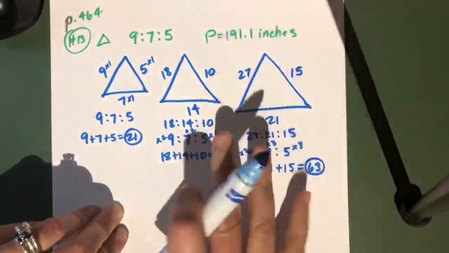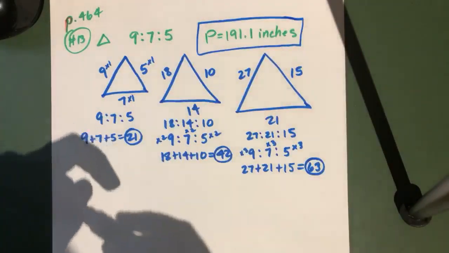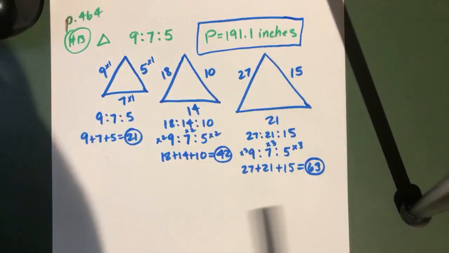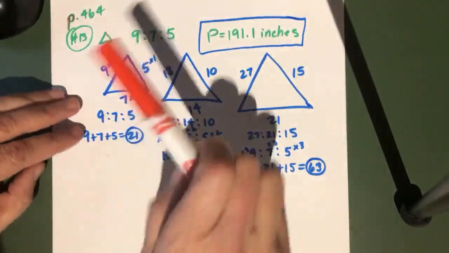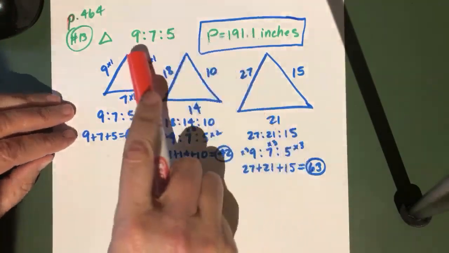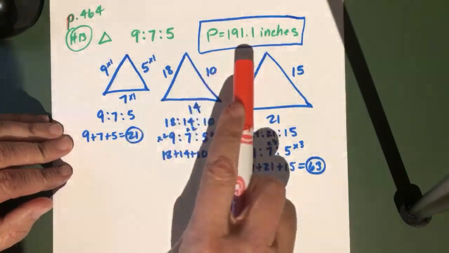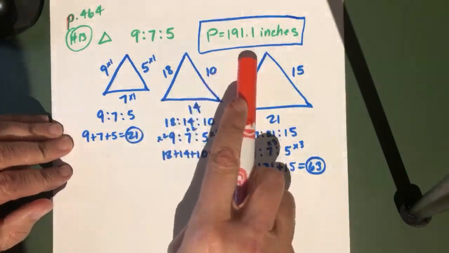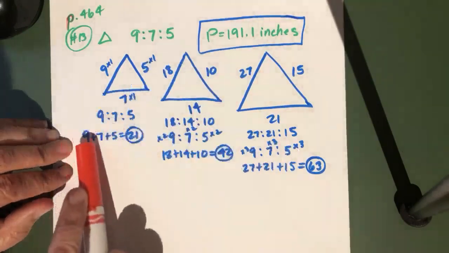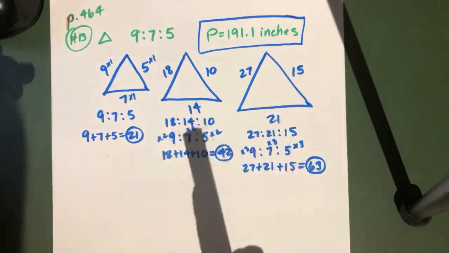We're looking for something that's going to add up to what perimeter? 191.1. So what we have to do is find out what to multiply 9, 7, and 5 by, so that when we add those together, like in these situations, we get a perimeter of 191.1. Well, we multiplied all of these by the same number, right? These were all multiplied by 1. These were all multiplied by 2, by 3. We want to find that factor.